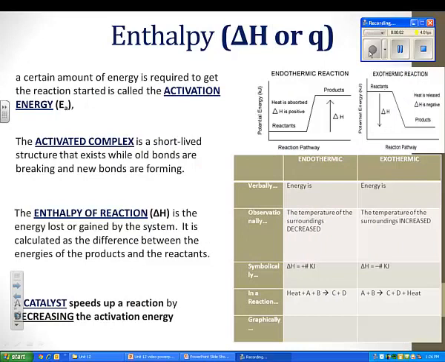Alright, continuing on with our enthalpy. Now we're going to cover some energy diagrams and some more things about it. If you look on the top right, you have the endothermic and exothermic energy diagrams. Those are kind of what they look like. There's actually half of them. You'll see a real one in a bit. But these are all about reactions.